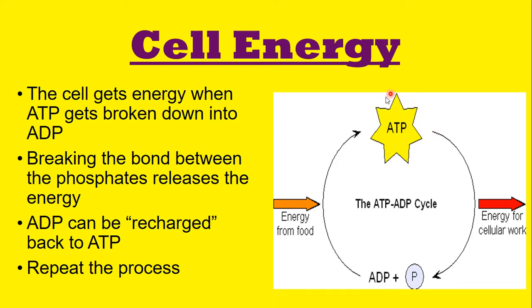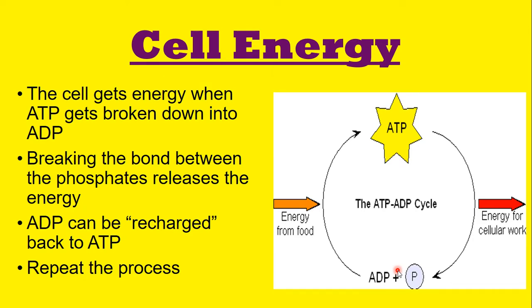How it works: you have ATP, and the bond on the last phosphate is broken. When that bond is broken, energy is released for the cell. But you now take the ATP and you turn it into ADP. Well, we need to have ATP back. So we add a phosphate back through energy from food, and we get ATP. The process just keeps repeating, ATP to ADP, ATP to ADP, and this happens in the cell.